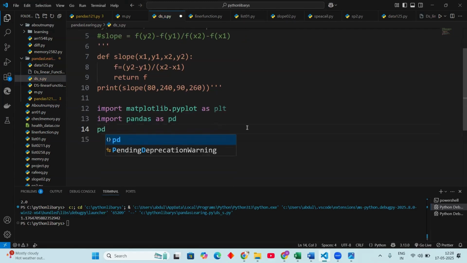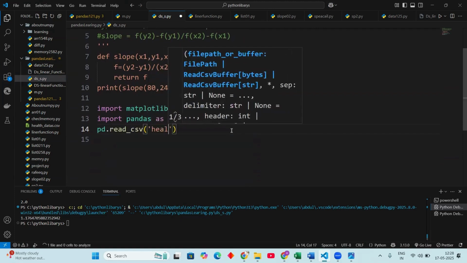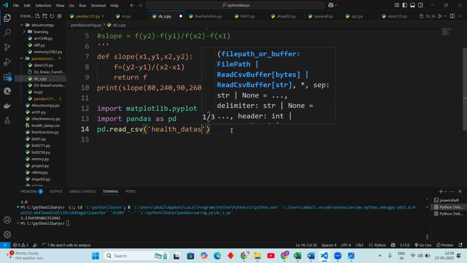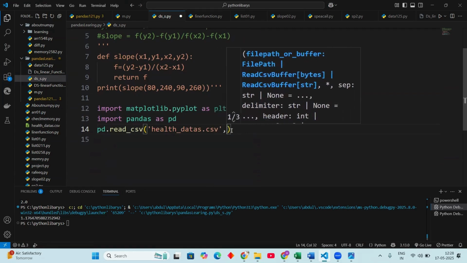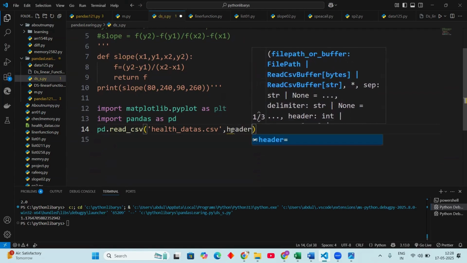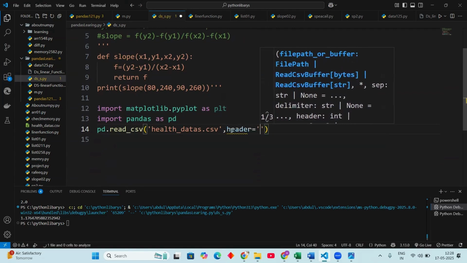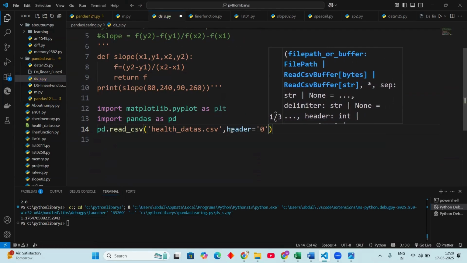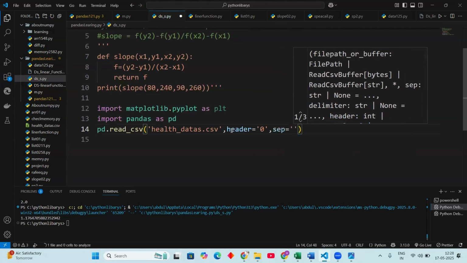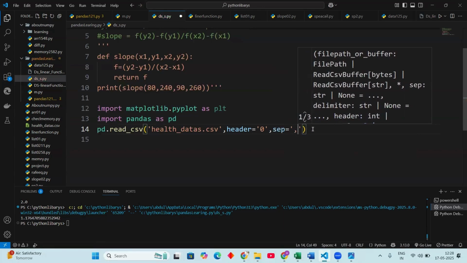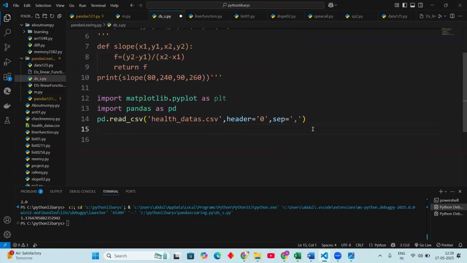And we already have the data, right? pd.read_csv. What is my data? Health data, okay, .csv, right? For the given data, I have to consider the header as 0, and separate with comma. Okay. Now put the data into a variable called health_data.